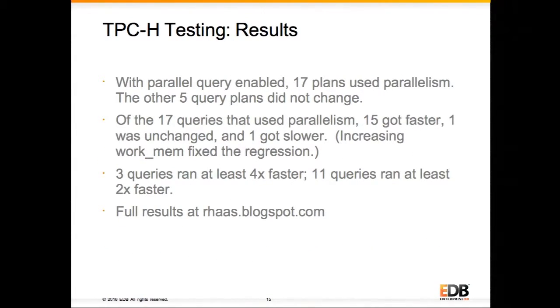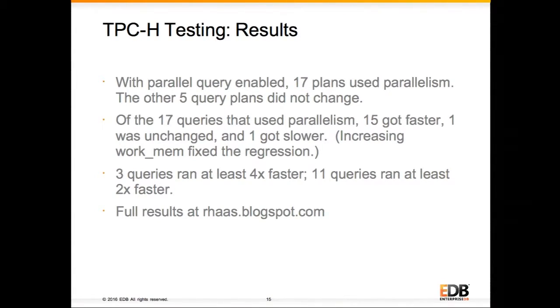When I turned on parallel query, 17 plans used parallelism, 5 did not change. Of the 17 that did use parallelism, 15 got faster, 1 was unchanged, and 1 got a little bit slower. That turned out to be fixable if I increased work mem to a reasonable value instead of the default of 4 megabytes.